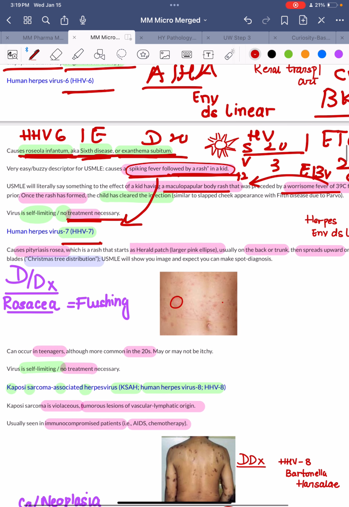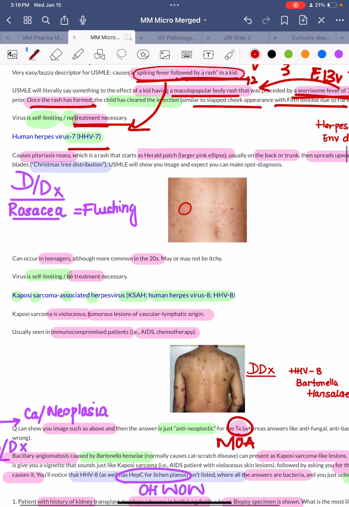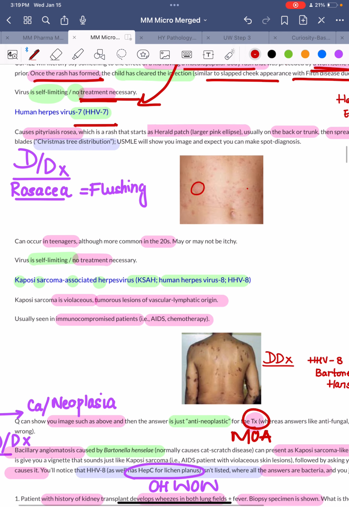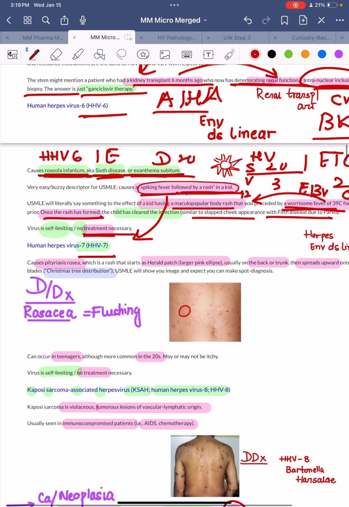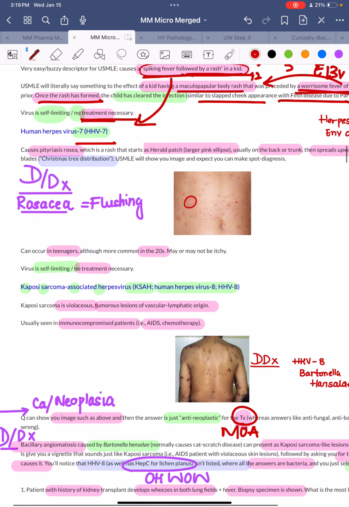And the kid can have a maculopapular rash. It's so worrisome that the kid has such high fever, but once the rash is formed, you should know that the kid has basically cleared the infection. And this is very similar to the slapped cheek of fifth disease caused by parvo. Once he develops this slapped cheek, it means that the infection is cleared. Similarly, if the kid after the spiking fever develops the rash, it means that it is basically cleared, right? So HHV6 does not have a specific name, but remember the disease roseola infantum, sixth disease, or exanthem subitum.